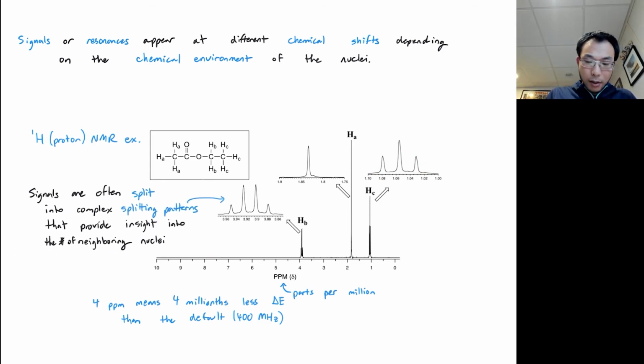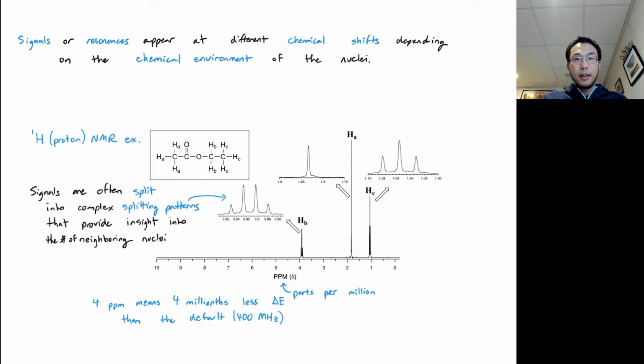The reason there are all these patterns is because the various nuclei within a molecule can also interact with each other, leading to slightly different delta E's for various different nuclei. This so-called splitting pattern is very useful for giving us a little bit of information about the nuclei and its neighbors. So HB is labeled here. This signal tells me that there are 3 other hydrogens close by to this one.